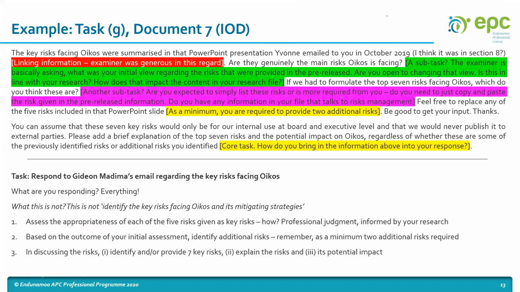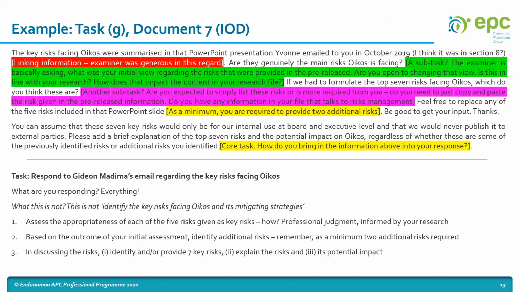So you needed to respond to that. So here the examiner is basically asking, what was your initial view regarding the risks that were provided in the pre-released information? So now, what does this highlight? It highlights that when you go through the pre-released information, you need to form views. You cannot just be reading it. You need to form a view.